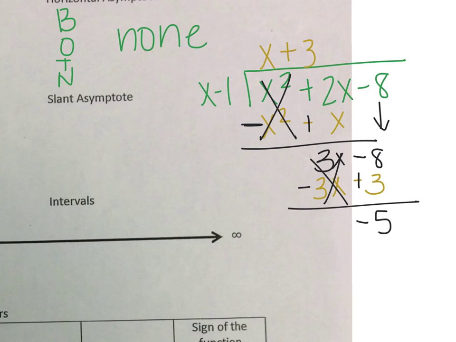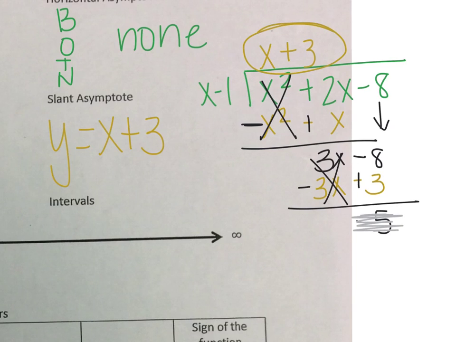And if you'll recall, for my slant asymptotes, I ignore my remainder. So this piece right here is pretty much useless to me, and all I focus on is whatever I got on top. So my slant asymptote is going to be y equals x plus 3.